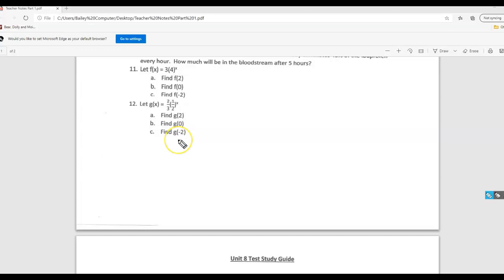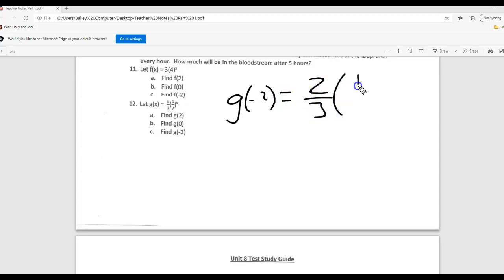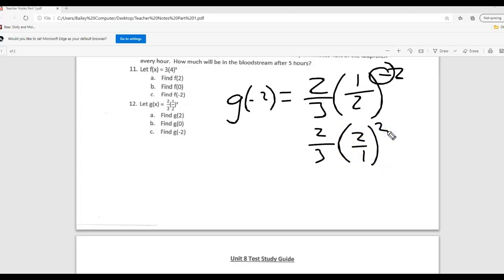Let's take a look at another one here. Let's do g of negative 2. So we're going to plug in negative 2 there for the x. Now, once again, the negative exponent causes us to do a reciprocal. So instead of being 1 over 2 to the negative 2 power, it becomes 2 over 1 to the positive 2 power. So the negative causes you to flip the fraction over, okay?